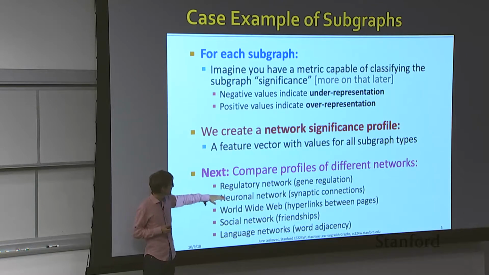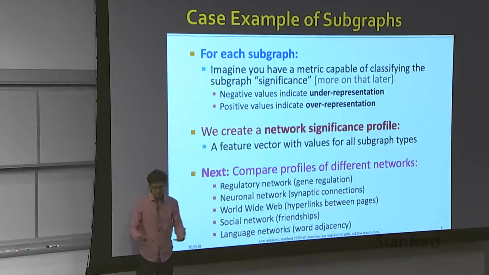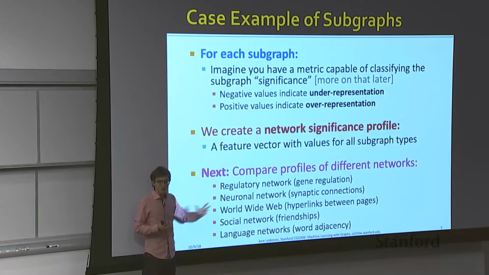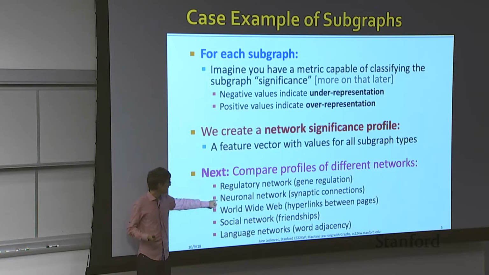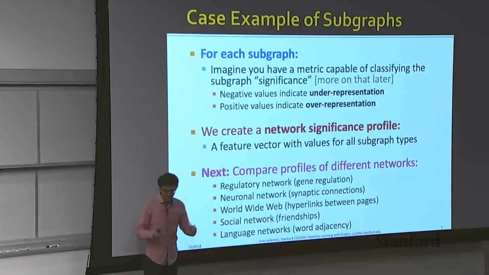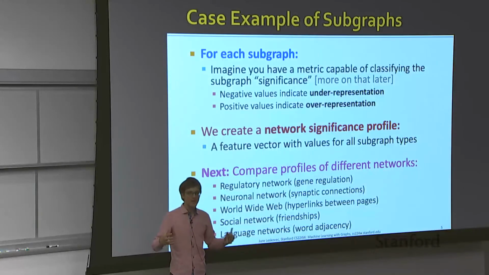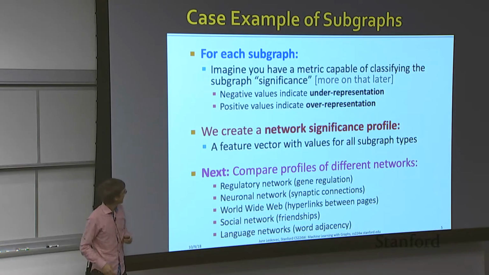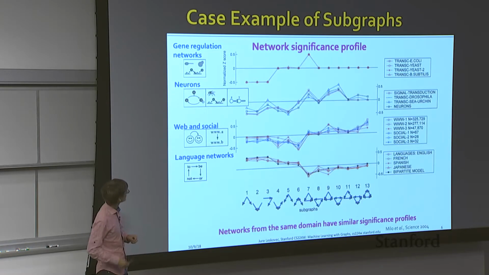So what I'll show you is gene regulatory networks, so networks coming from biology, networks of neurons, so real neurons in real organisms, how they connect to each other. Example of an information network of the World Wide Web, a social network, and networks that you can create out of text and language by linking adjacent words and so on. And so these are the different classes of networks.